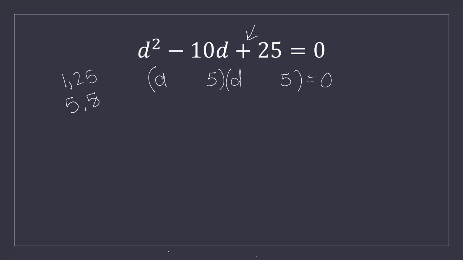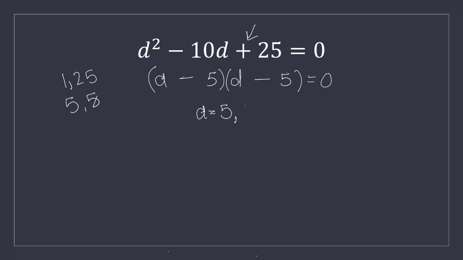Now here's the thing, I need a negative 10. The only way to add to make a negative 10 is if I do negative 5 and negative 5. Now we talked about that when you're solving, you can always take the opposite of the parentheses. In this case, the parentheses are the same. So I really only have one answer. It's a double root at 5.